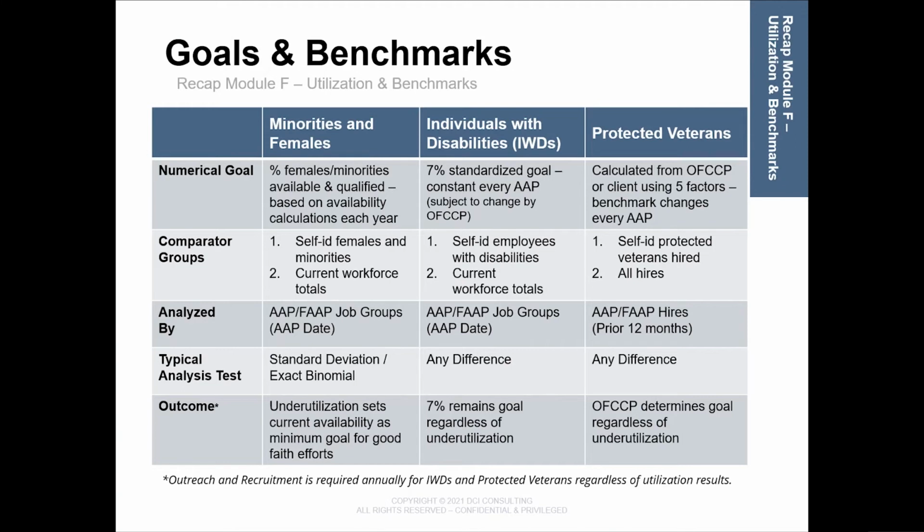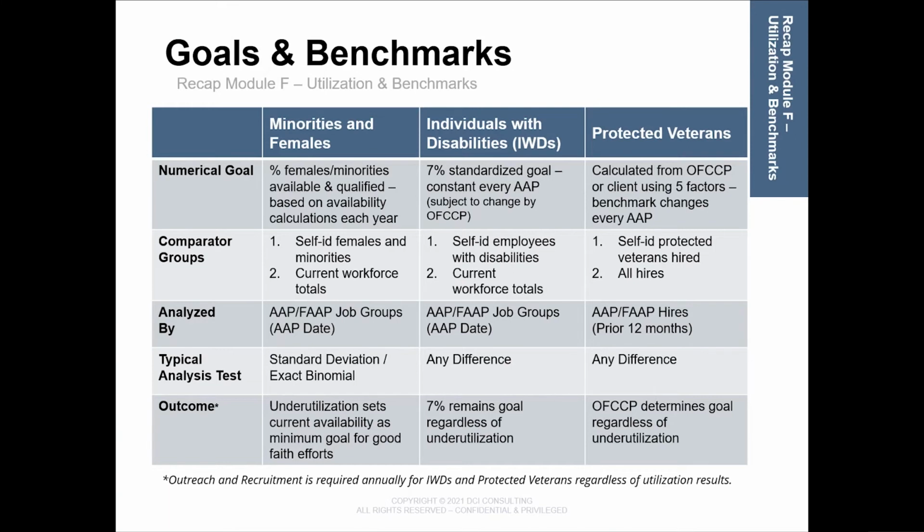On this table, you can see there are numerical goals, so what is the goal for each of those 4 protected groups, how the group is compared to the comparator groups to them, how they're being analyzed by, the typical analysis test, and then of course the outcome. So for example, for minorities and females, both of those groups, the numerical goal is the percentage of females or minorities that's available and qualified based on the availability calculations done every year.